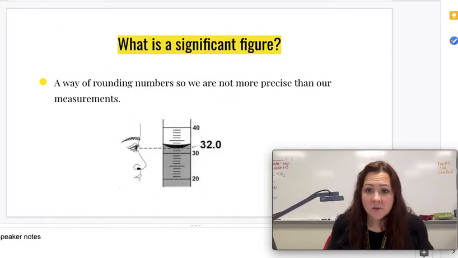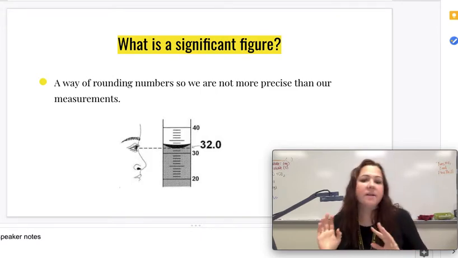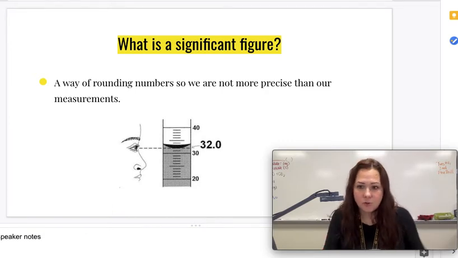So when we're looking at our SigFigs, again, it's just a way of rounding your answers from what your calculator gives you, so we're not more precise than the measurements that we use to actually do the math. You do not use SigFigs for exact numbers.